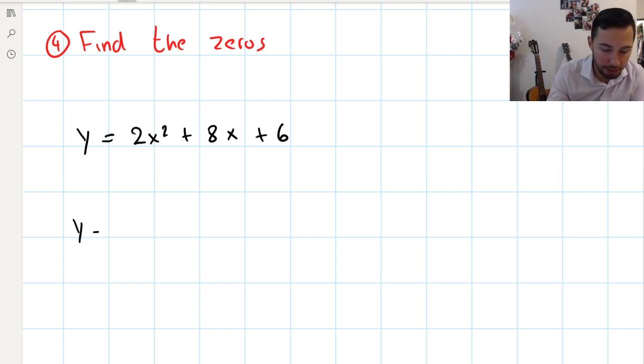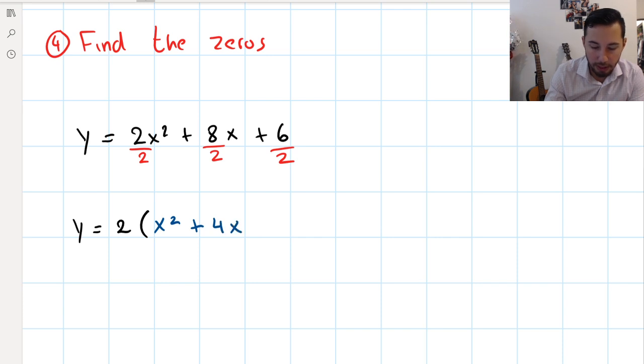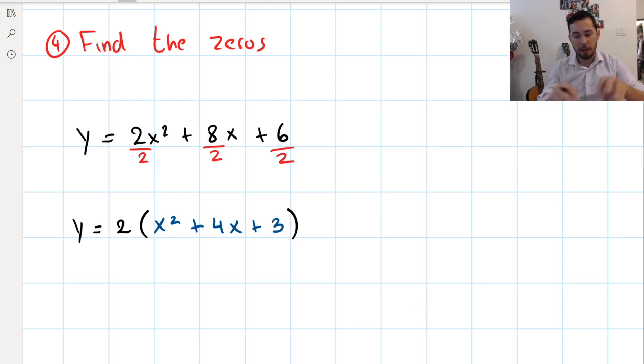So this will be y is equal to 2 times, and remember that whenever you're getting the greatest common factor out, you're going to divide by the number that you're taking out. Well, 2 divided by 2 is going to give me x squared. Let's use another color. X squared plus 8 divided by 2 is 4. And 6 divided by 2 is 3. And there's my more simple quadratic equation, right? So I have y is equal to 2 times x squared plus 4x plus 3.